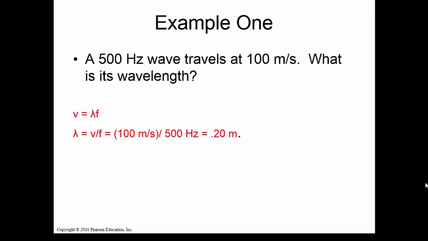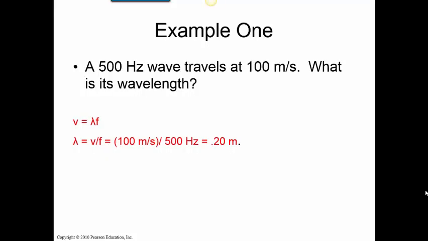A 500 hertz wave travels at 100 meters per second. What is its wavelength? This is easily solved using the speed equation. Speed equals wavelength times frequency. Solving for wavelength, we get speed divided by frequency. Plugging in, we get 100 meters per second divided by 500 hertz, which is equal to 0.20 meters.